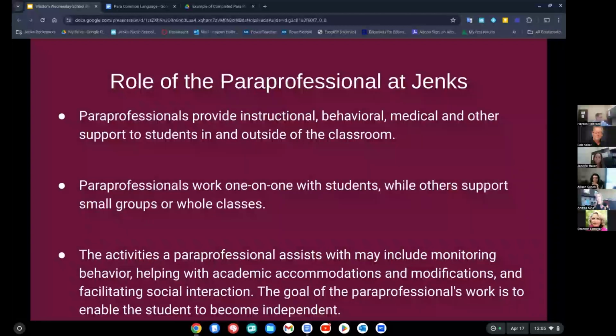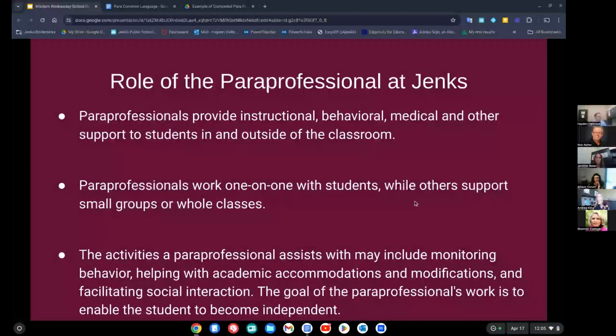Paraprofessionals provide instructional, behavior, medical, and other support to students in and outside of the classroom. So exactly what I said, working with our special education students. They could be 1-on-1, 1-to-3, or 1-to-2, depending on what the team decides during those meetings. The activities a paraprofessional can assist with could be monitoring behavior, helping academically with accommodations or modifications. They could be traveling with them for transitions, going into specials with them, lunch, recess. It's the full gamut. It just depends on what that student needs.